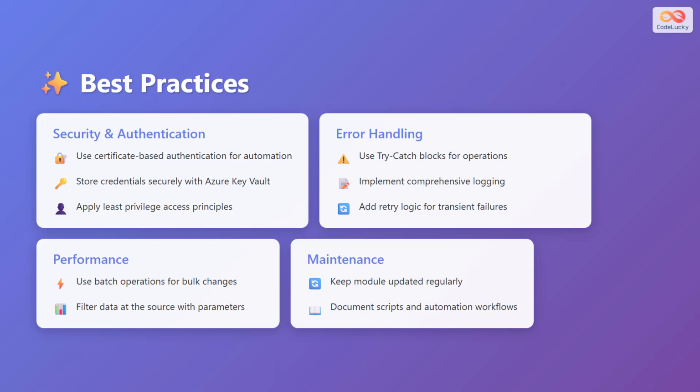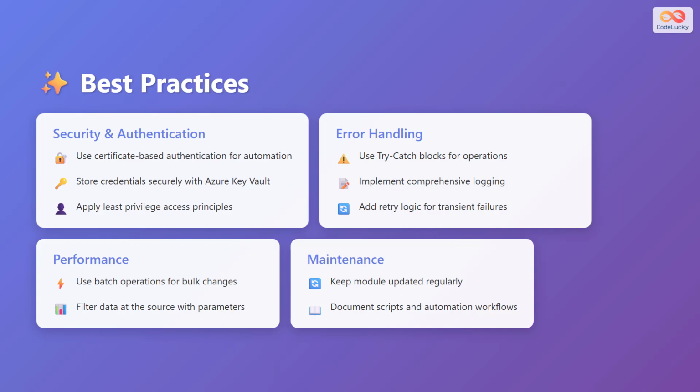Following best practices ensures your Teams PowerShell scripts are secure, reliable, and maintainable. For security and authentication, always use certificate-based authentication for automated scripts rather than storing passwords in plain text. Store credentials securely using Azure Key Vault or similar credential management systems. Apply the principle of least privilege by granting service accounts only the permissions they need to perform their tasks.